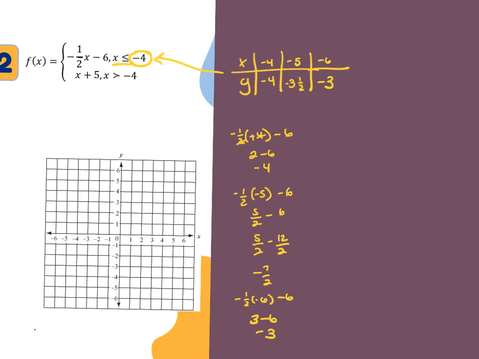So when I graph this, the points I graph, (-4, -4), (-5, -3.5), (-6, -3), are going to be the points in the direction I want it to graph. So I don't have to erase the other side.